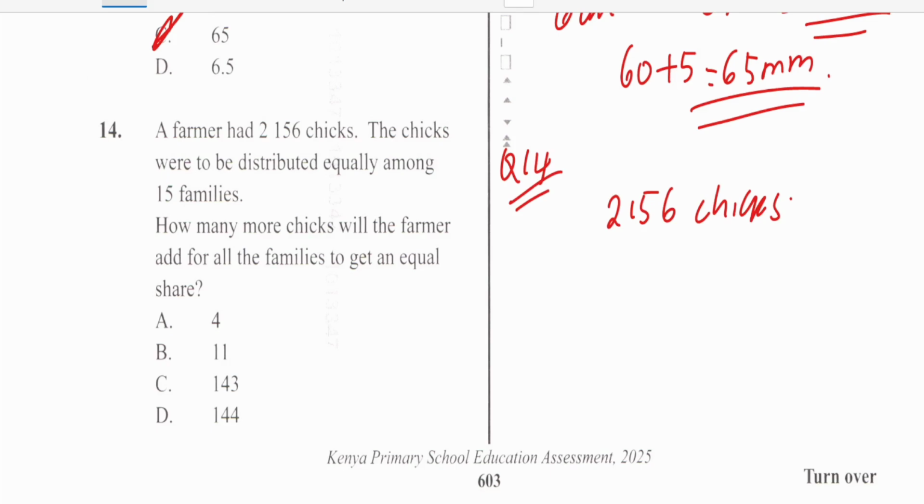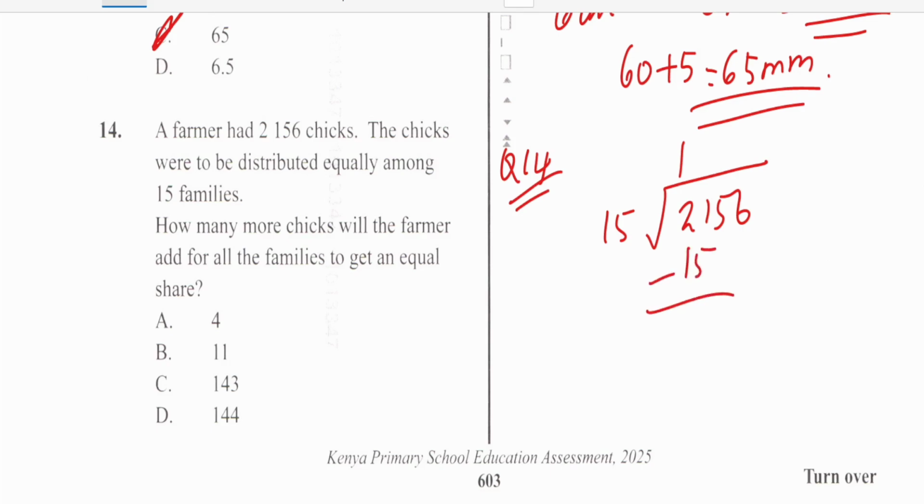So for this question you need to divide. Let's divide the chicks with the families. 2,156 divided by 15 families, because since it's distributed equally, it means that there's division involved and not multiplication. So 15 goes into 21 one time, then you get 21 minus 15, and it gives you a remainder of 6.